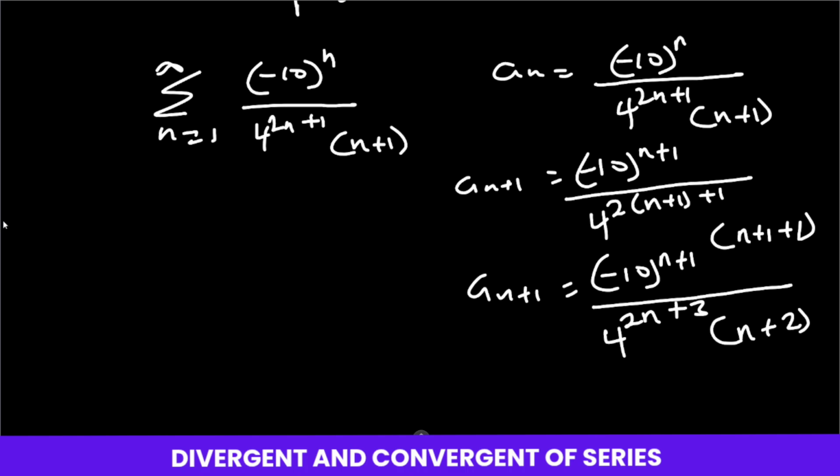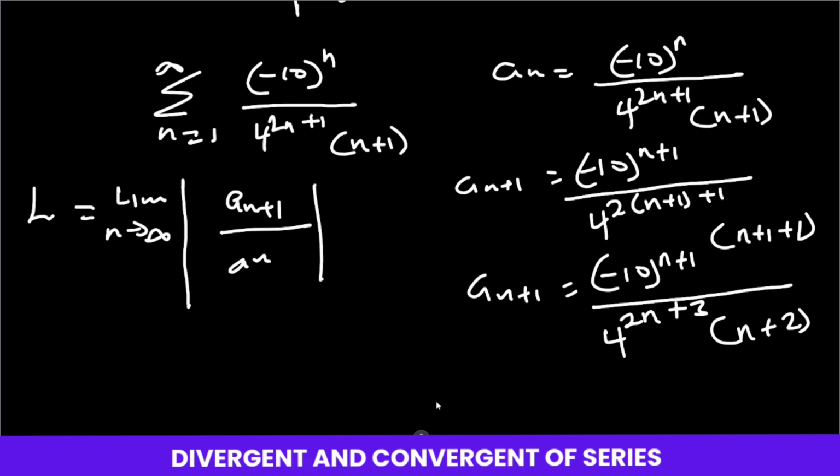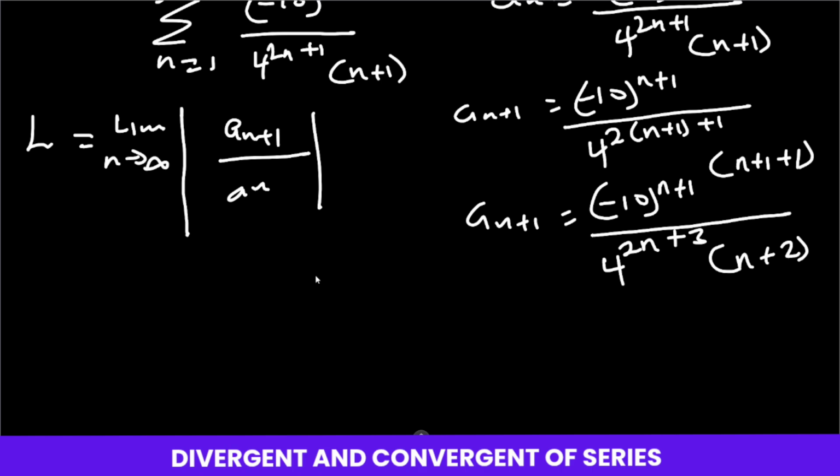Now let's proceed to determine the value of L. We know that the value of L is equal to the limit as n approaches infinity of the absolute value, which is more important, of a_(n+1) divided by a_n. Now let's determine it.